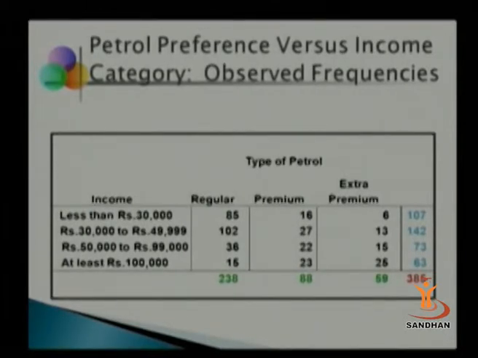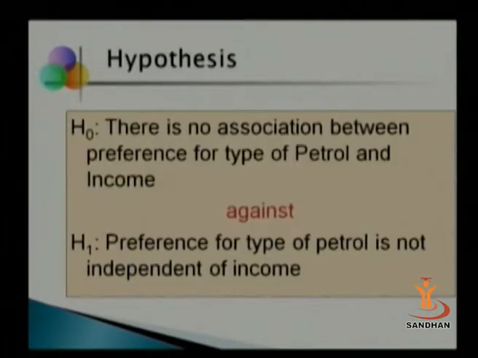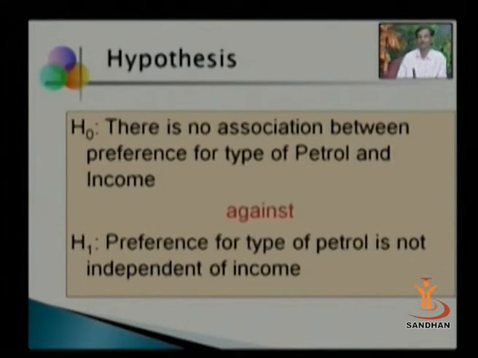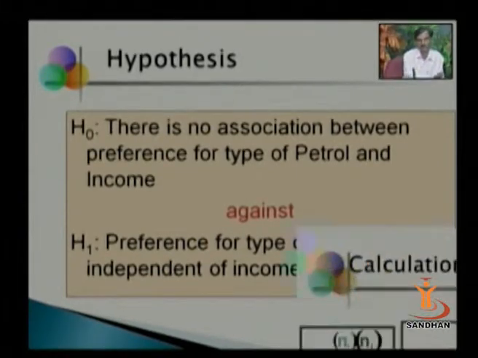That means whether they are associated or not. So the same type of hypothesis can be framed: H0, there is no association between preference for type of petrol and income, against H1, preference for type of petrol is not independent of income. So, the null hypothesis against the alternative hypothesis.